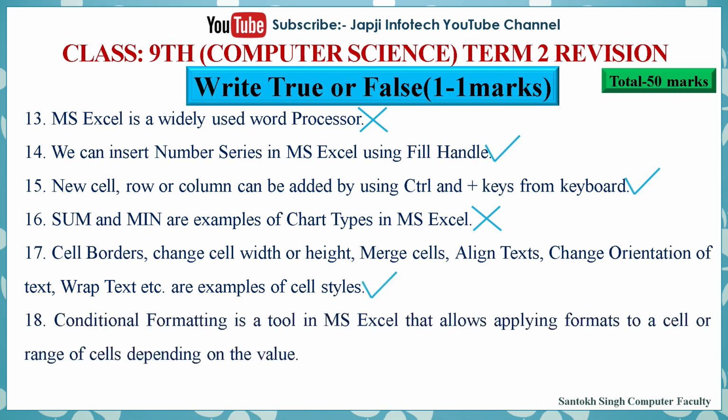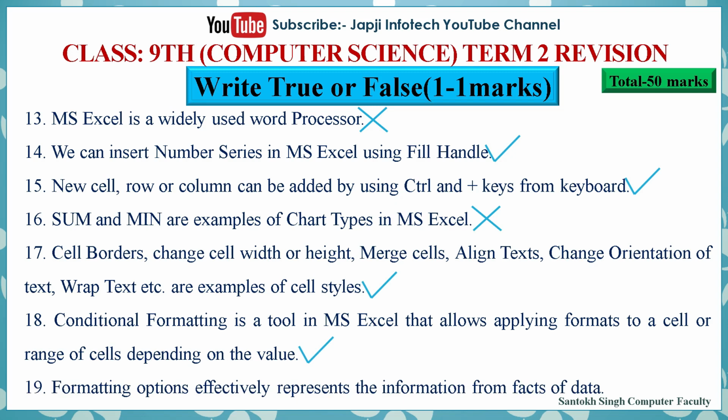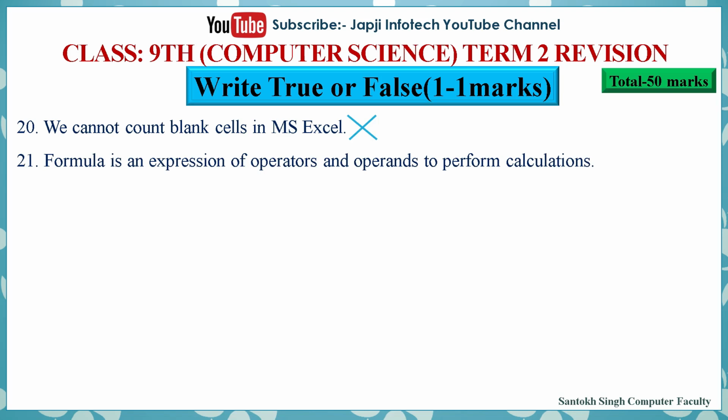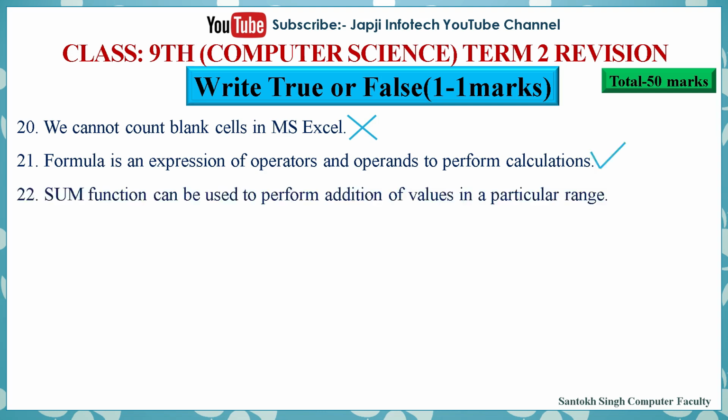Right. 18th one is conditional formatting is a tool in MS Excel that allows applying format to a cell or range of cell depending on the value. Right. 19th one is formatting option effectively represent the information from fact of data. Right. And 20th one is we cannot count blank cells in MS Excel. Wrong. 21st one is formula is an expression of operator and operand to perform calculations. Right.